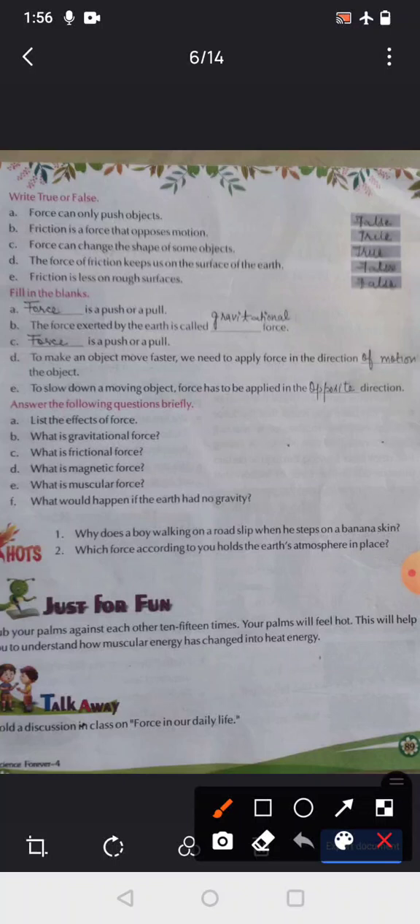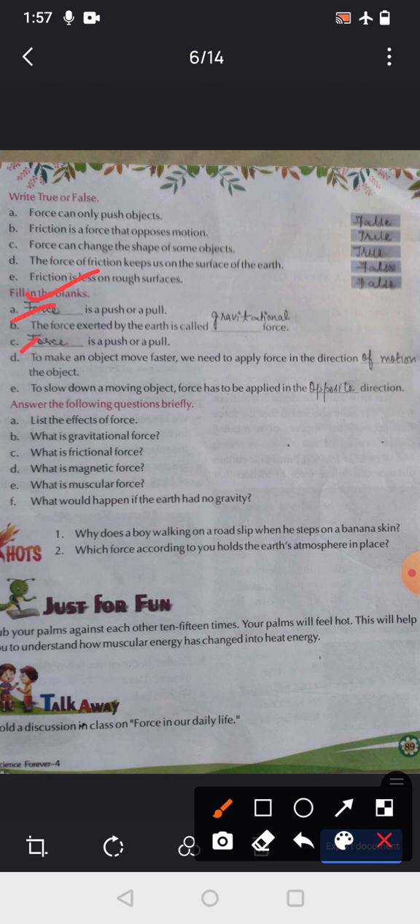Now we'll start with fill in the blanks. Number 1. Number A. Dash is a push or pull. So what is push or pull? Force. Number B. The force exerted by the earth is called gravitational force. Number C. Dash is a push or pull. That is force. So A and C, it is repeated 2 times here in your book.